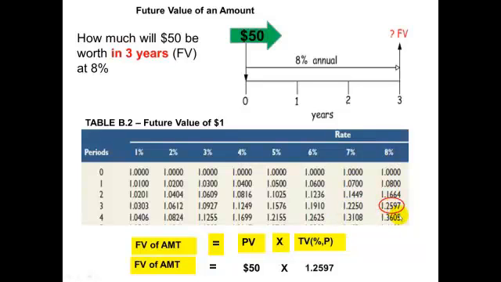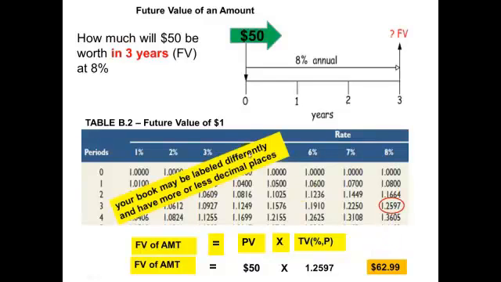Looks like it's 1.2597. So when you multiply these together, you get what that $50 will be worth in 3 years, which will be $62.99. And that's the compound interest in effect to make it go that much higher.